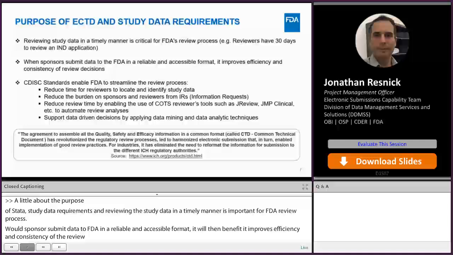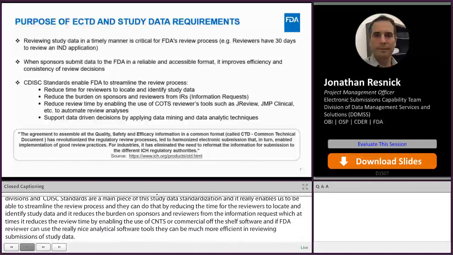It reduces the burden on sponsors and reviewers from information requests, which add time. It reduces the review time by enabling the use of COTS, otherwise called commercial off-the-shelf software. If an FDA reviewer can use these really nice analytical software tools, then they can be much more efficient in reviewing these submissions of study data. And so overall, all of this supports data-driven decisions by applying data mining and data analytical techniques.